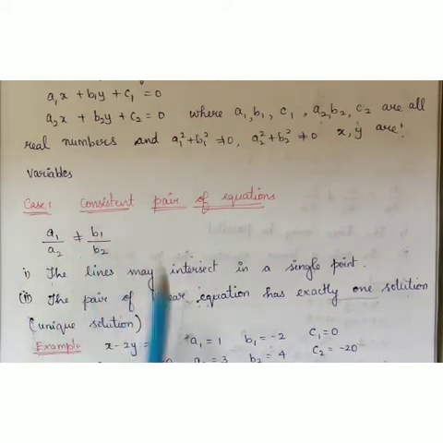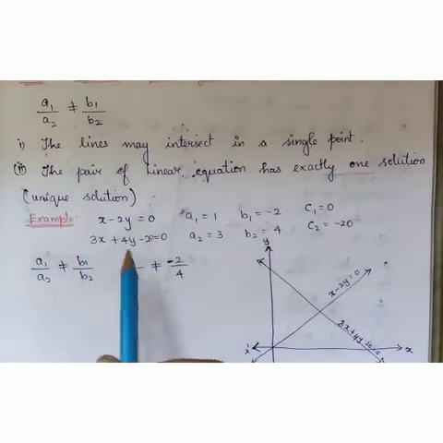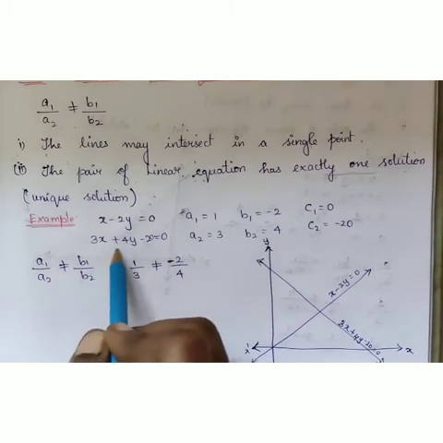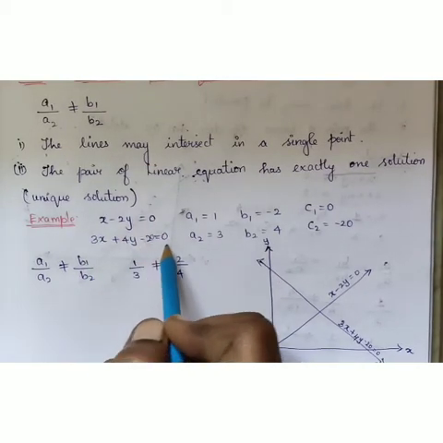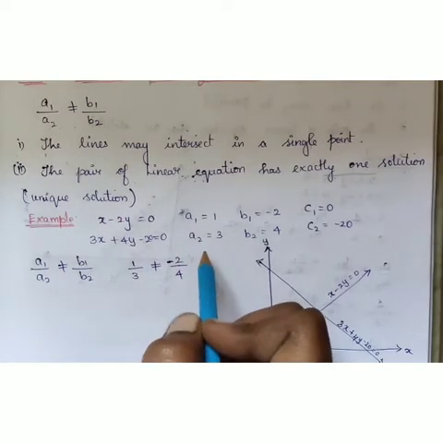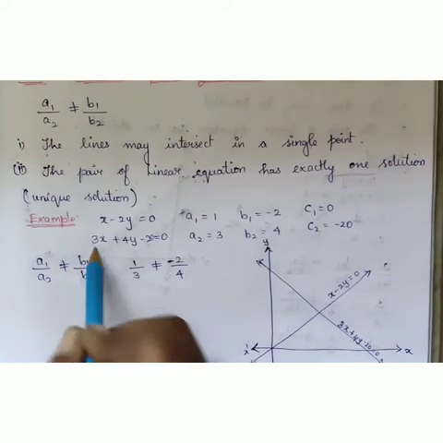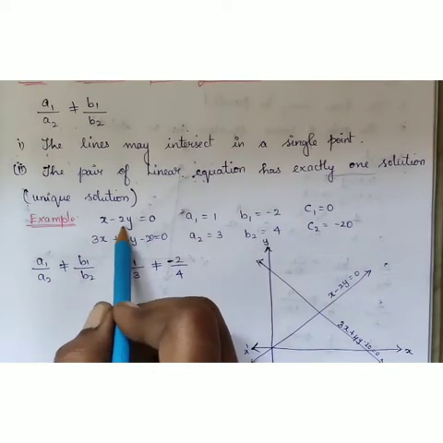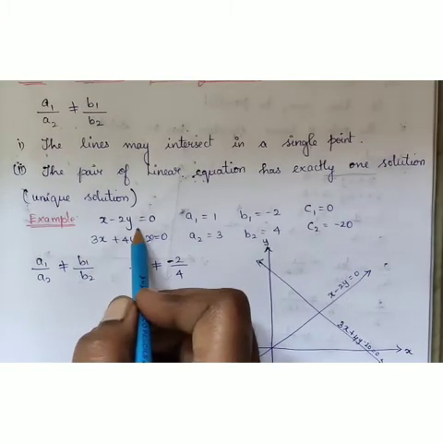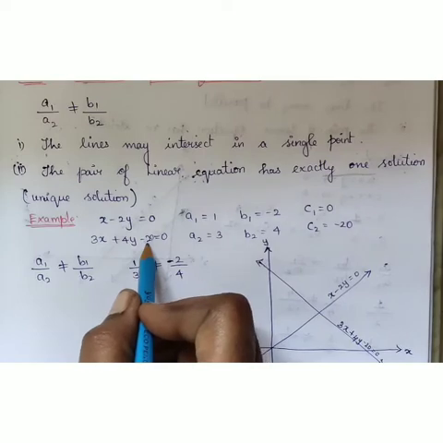Let us understand this by taking an example. Now see here, x minus 2y is equal to 0 and 3x plus 4y minus 20 equal to 0. These are the pair of equations. Now a1 value is 1, a2 value is 3, b1 value is minus 2, b2 value is 4, c1 here is not there, constant value becomes 0, and c2 is minus 20.